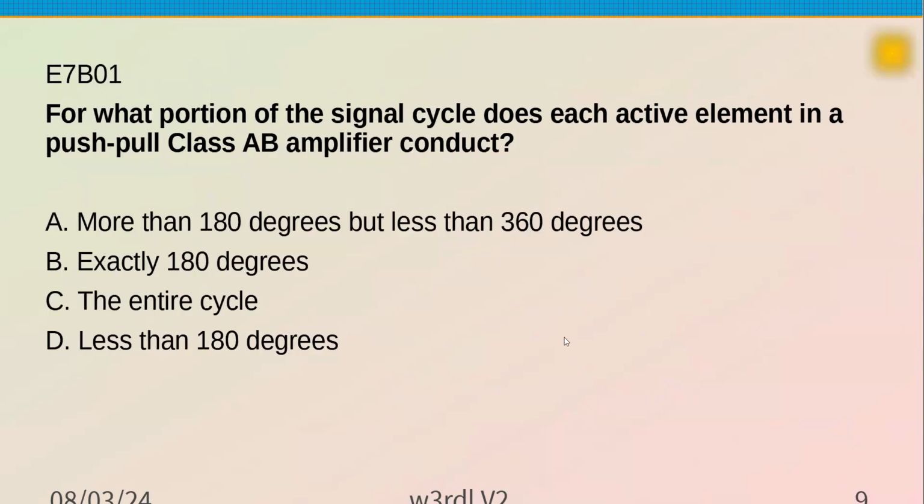So for what portion of the signal cycle does each active element in a push-pull Class AB amplifier conduct?